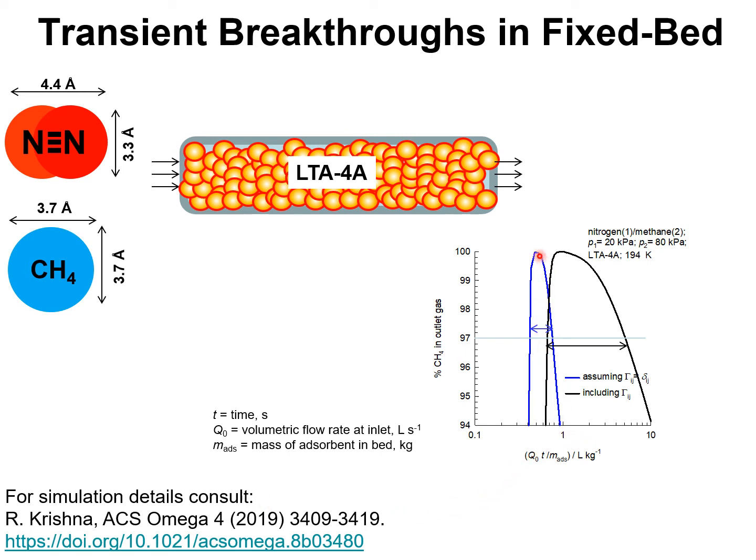The continuous blue line indicates the results for transient breakthroughs using a model in which thermodynamic coupling effects are ignored, and the matrix of thermodynamic correction factors is taken to be the identity matrix. The objective of this kinetic separation is to produce natural gas of a quality that meets the pipeline specification, i.e. greater than 97% methane or less than 3% nitrogen.